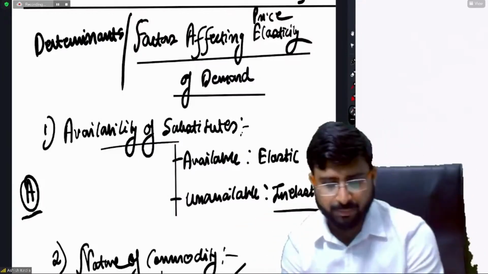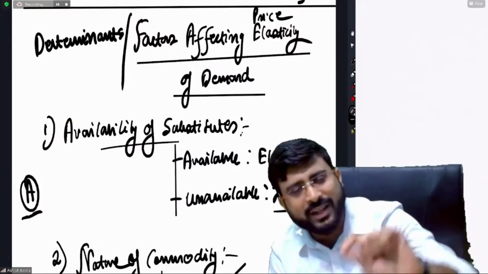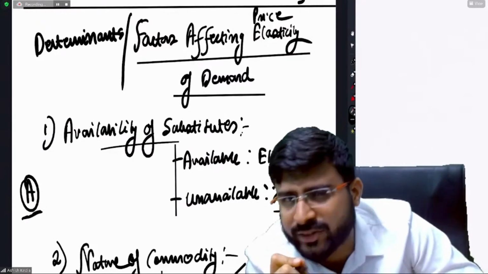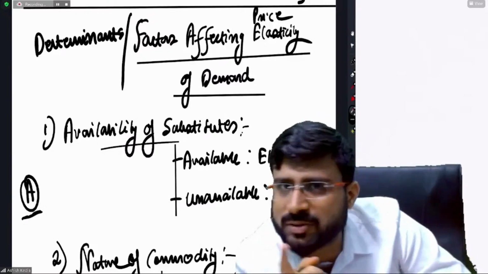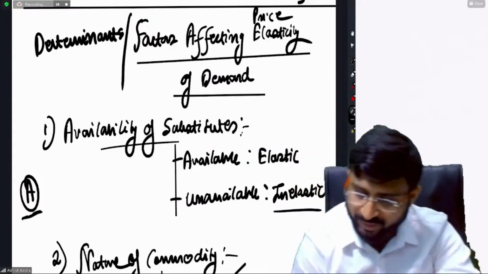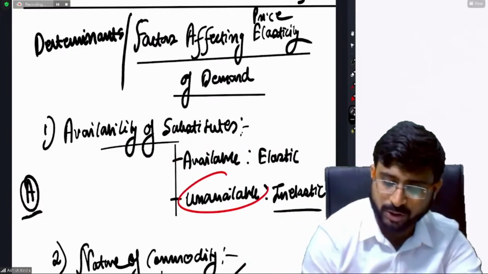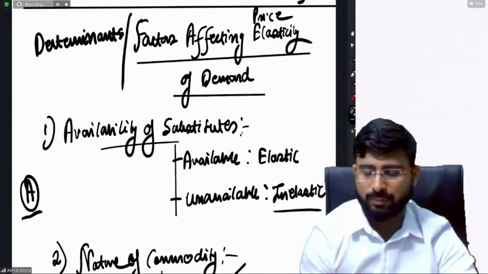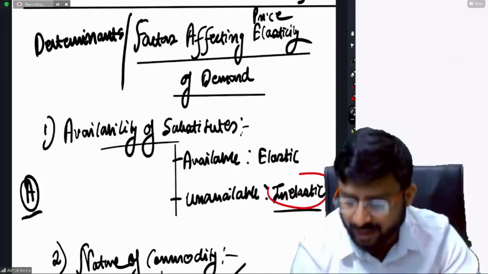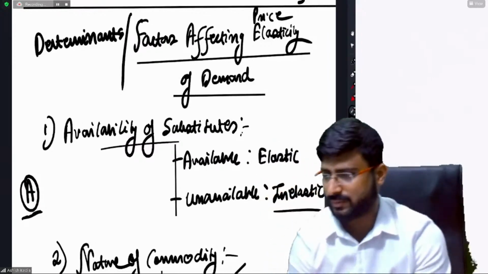Okay. Now, factor number one, availability of substitutes. If a product has a lot of substitutes in the market, then if the seller increases the price only a little bit, the customers will go to another seller. So quantity will change by a large amount. So if substitutes are available, demand will be elastic in nature. But suppose the substitutes are not available, then demand will be inelastic in nature.